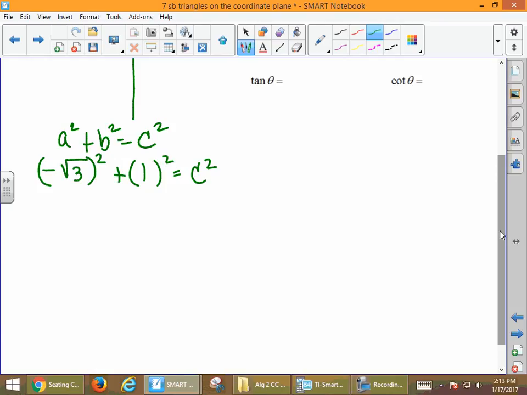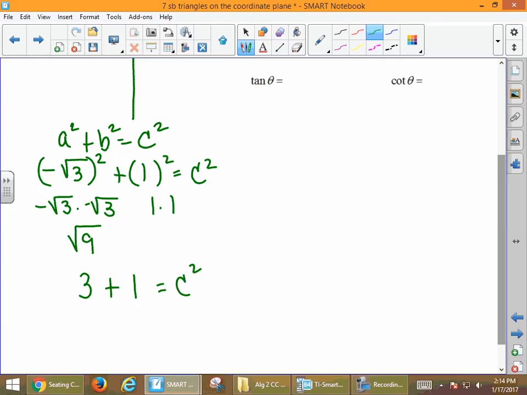Just a reminder here. Negative radical 3 squared means negative radical 3 times negative radical 3. Negative times negative is positive. Square root of 3 times square root of 3 is square root of 9. What's the square root of 9? So negative the square root of 3 squared is simply 3. 1 squared is 1 times 1.